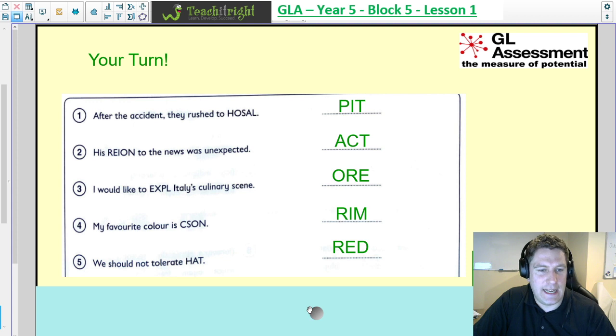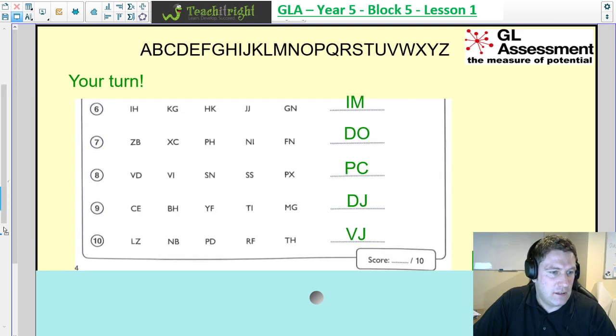And the last one here is, we should not tolerate something, and we should not tolerate hatred. So the word is red. So I hope you did well on those. We've got another 5 for you to have a go at. So if I just move down to the next slide.